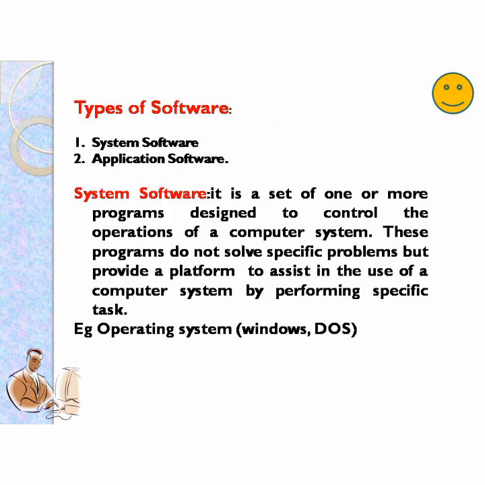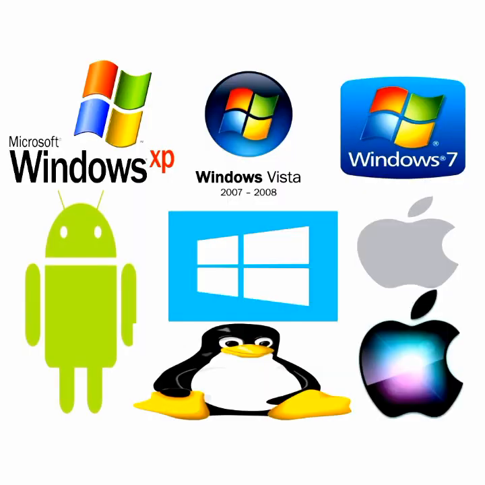Clear? Now we'll discuss types of software. There are 2 types of software. Number 1, system software. Number 2, application software. System software is a set of one or more programs designed to control the operations of a computer system. These programs do not solve specific problems but provide a platform to assist in the use of a computer system by performing specific tasks. For example, operating systems like Windows, DOS, Unix, these all are system software. You can see the system softwares: Windows Vista, Windows 7, Apple, Android, Linux, these all are operating systems.